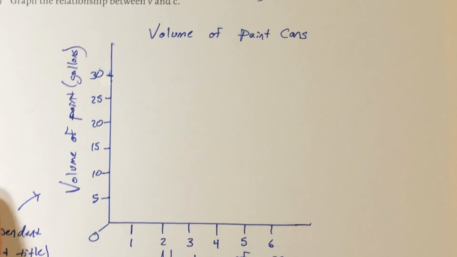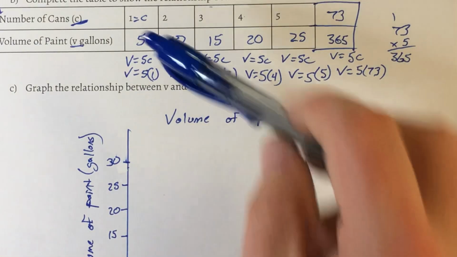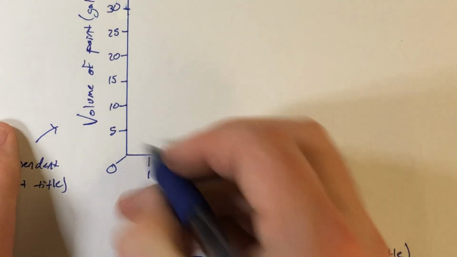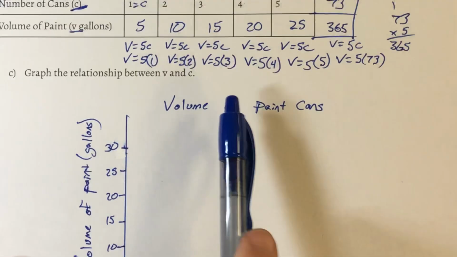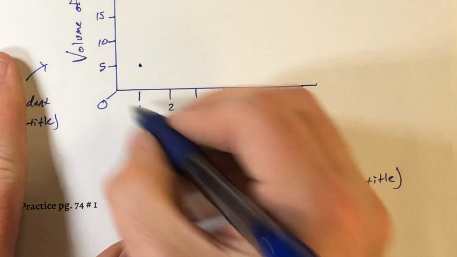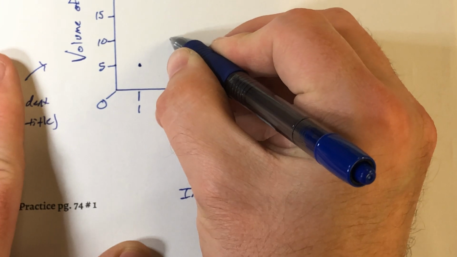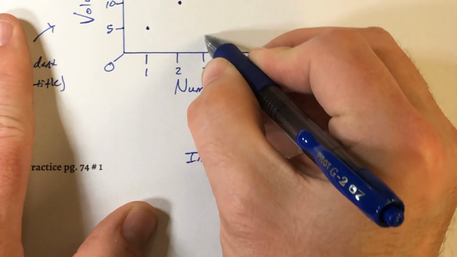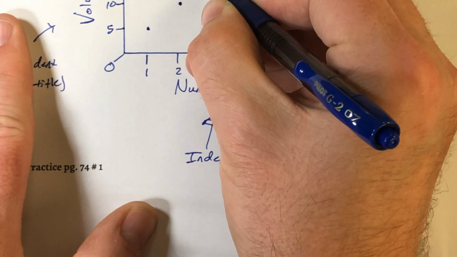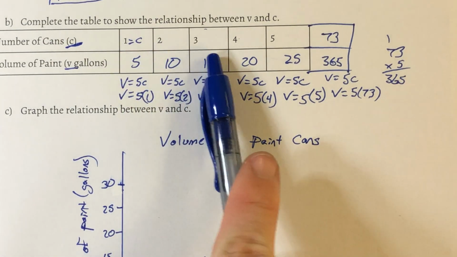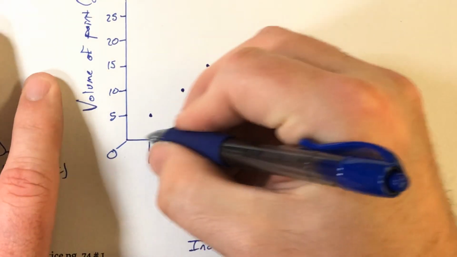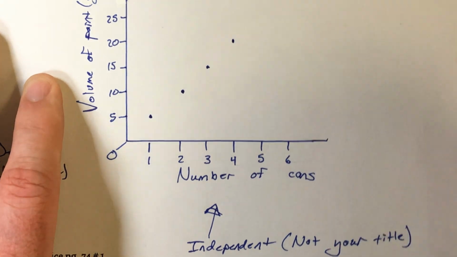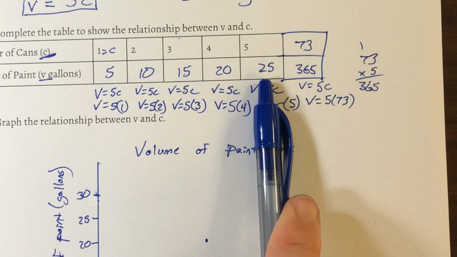All right, last, I need my line or my ordered pairs of numbers. So again, independent, dependent. So 1, 5. So right to 1 up to 5. Next, right to 2 up to 10. Next, right to 3 up to 15. Next, right to 4 up to 20. And last, right to 5 up to 25.